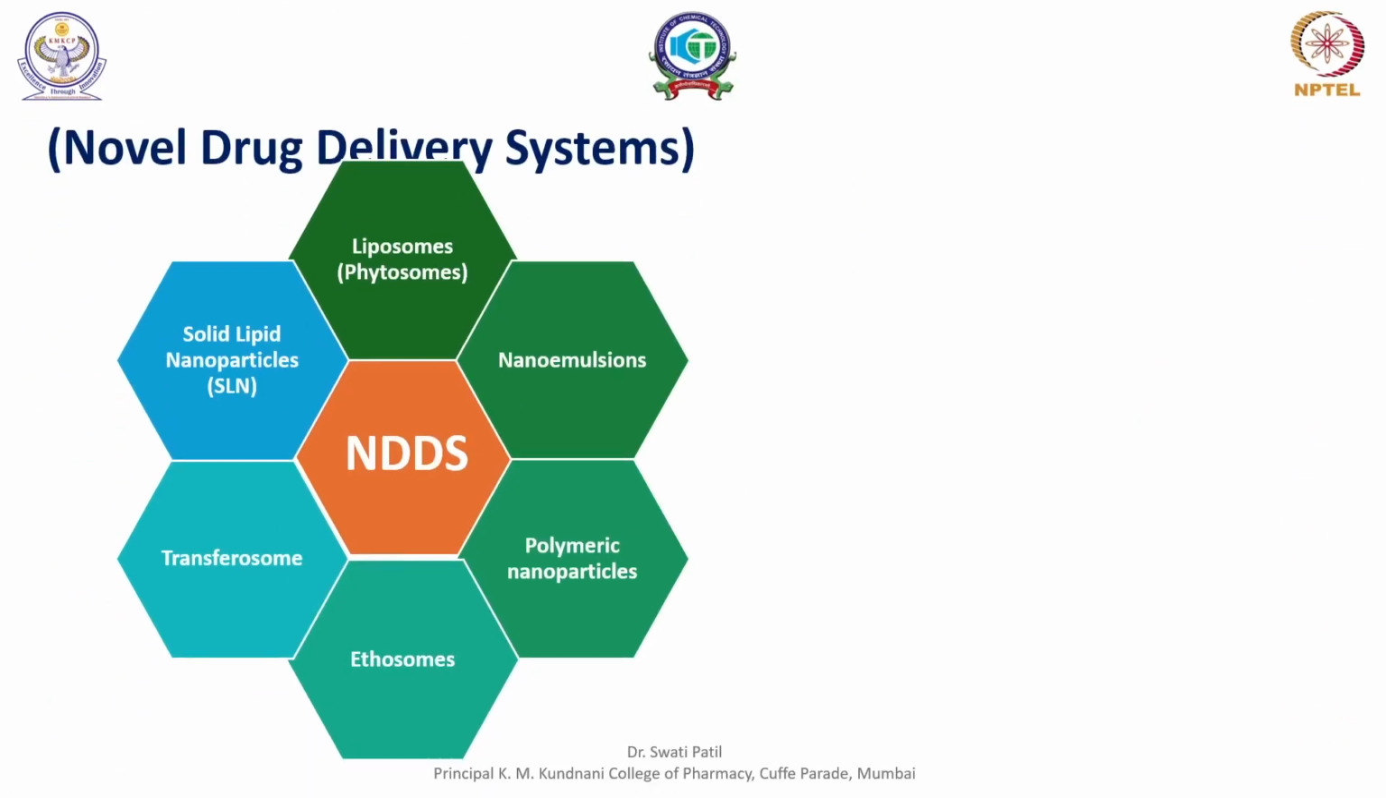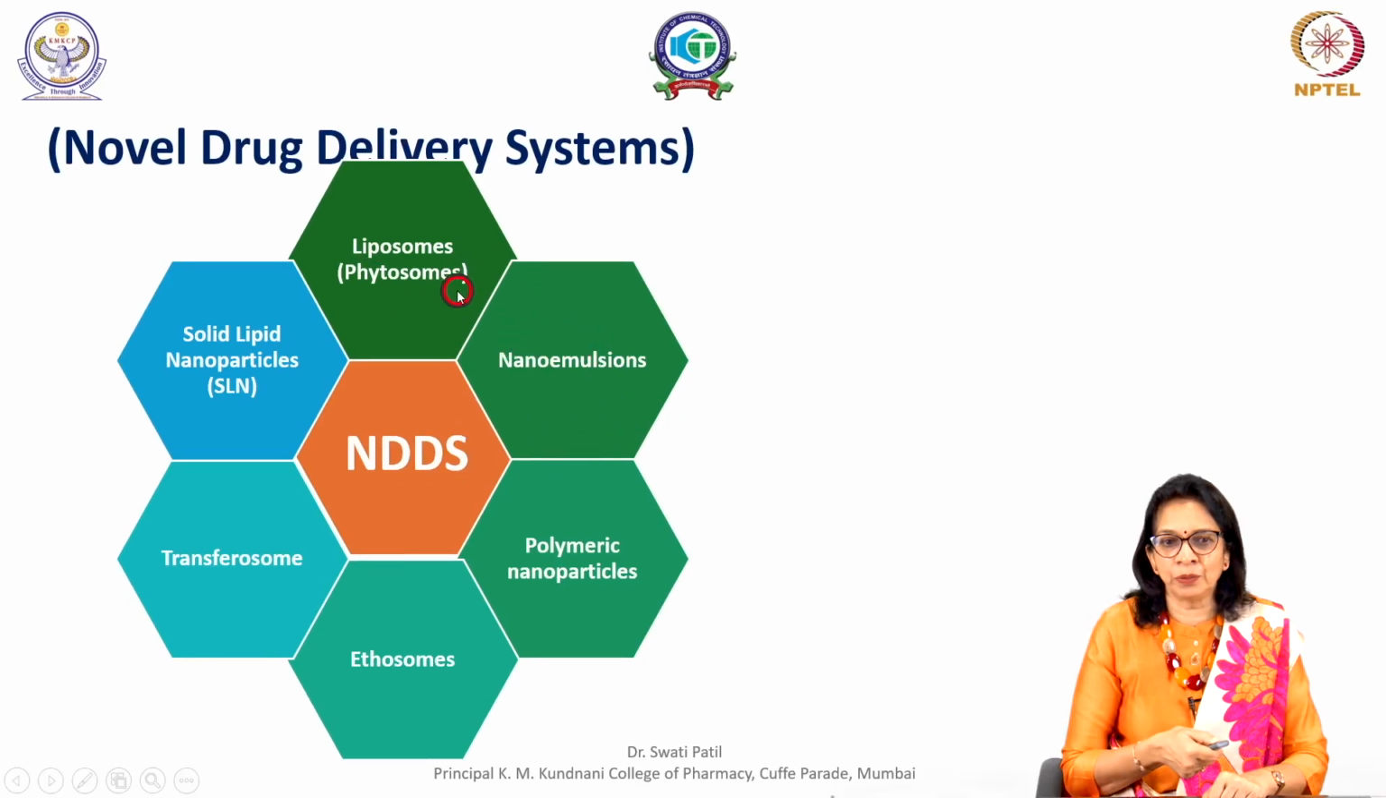These are different kinds of novel drug delivery systems available in the market today: liposomes, nanoemulsions, polymeric nanoparticles, ethosomes, transferosomes, solid lipid nanoparticles. So, all these are formulated in different ways. We are not going to go into details, but these are different kinds of novel drug delivery systems available in the markets today.